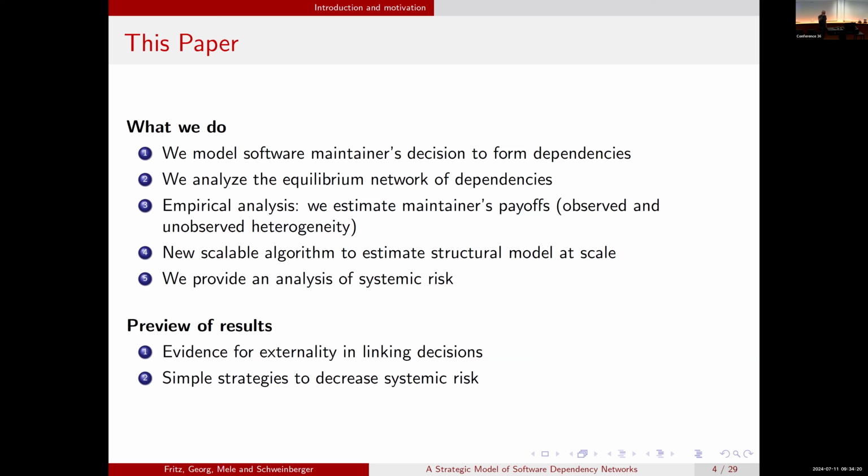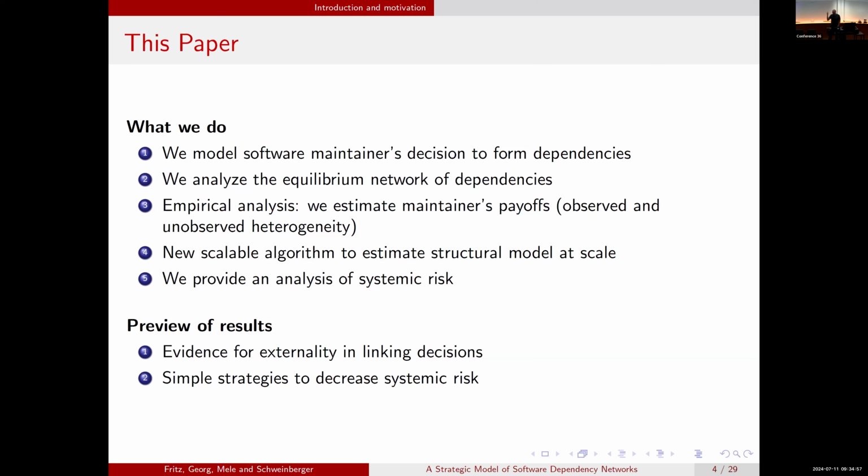Even for that, we have to provide a new scalable algorithm to estimate these kinds of network formation models empirically and at scale. And then we use this to provide an analysis of systemic risk, identifying those packages where vulnerabilities will actually propagate most to the rest of the network, to help policymakers and software developers identify packages that are in dire need of protection and make extra efforts to make sure that they don't have bugs.